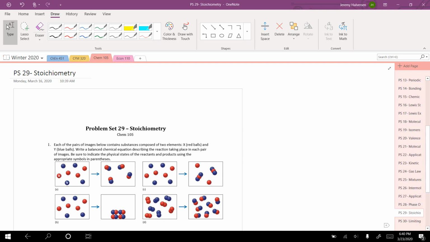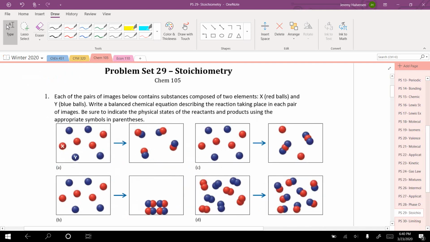All right, so here we go, stoichiometry. Each of the pairs of images below contains substances composed of two elements, red balls and blue balls. Write a balanced chemical equation describing the reaction taking place in each pair of images. Be sure to indicate the physical states of the reactants and products using the appropriate symbols in parentheses.